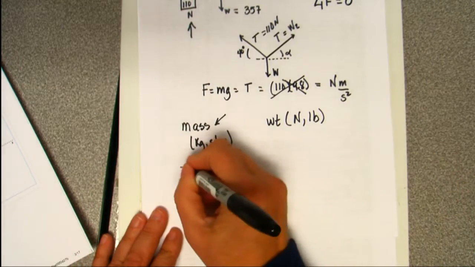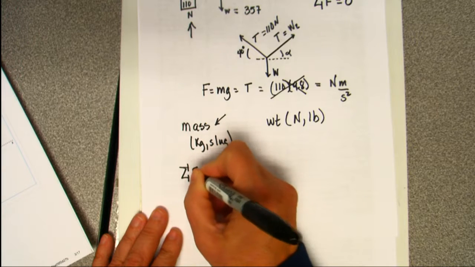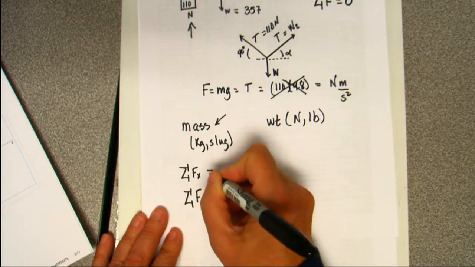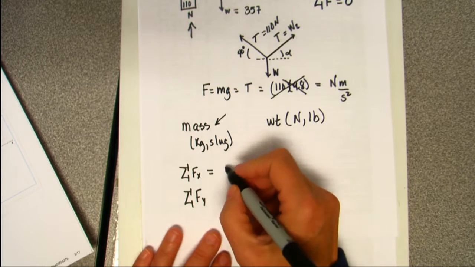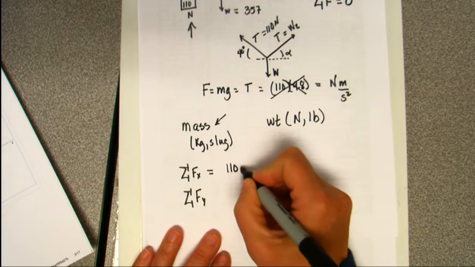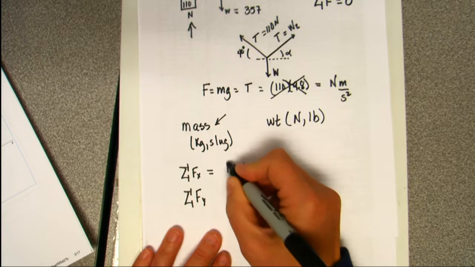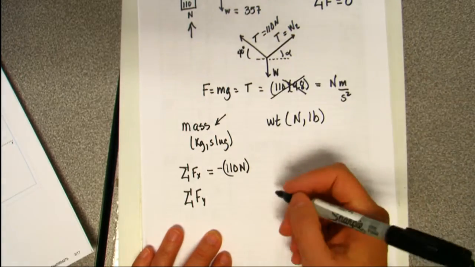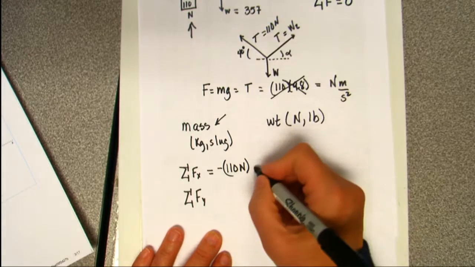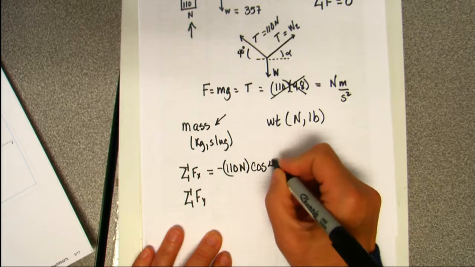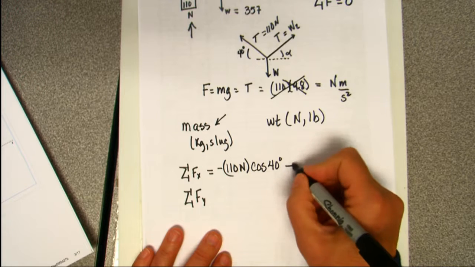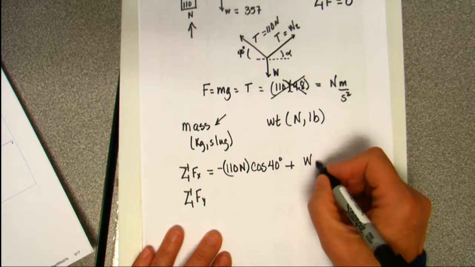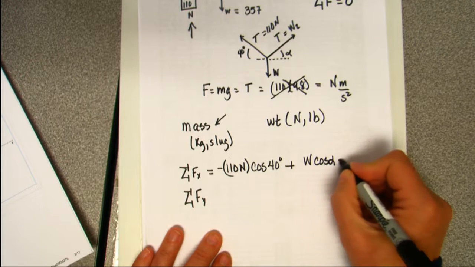So I'm going to do the sum of the forces in the x direction and the sum of the forces in the y direction. Sum of the forces in the x direction is going to be my 110 newtons. It's going in that way, so it's negative. And I've been given that angle, so it's going to be cosine of 40 degrees plus the weight that I'm trying to solve for, cosine of alpha equals 0.